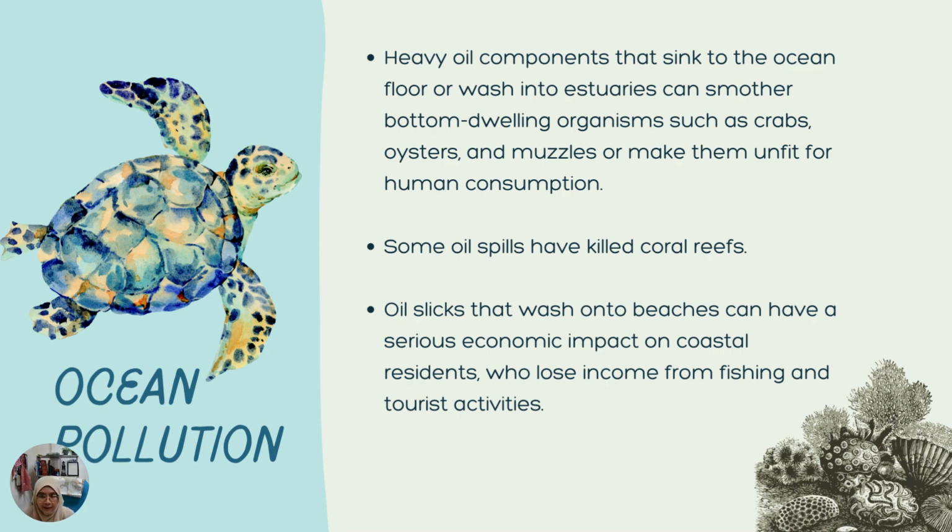Heavy oil components that sink to the ocean floor or wash into the estuaries can smother the bottom-dwelling organisms such as crabs, oysters, and mussels, or make them unfit for human consumption. Some oil spills have killed coral reefs. Oil slicks that wash onto beaches can have a serious economic impact on coastal residents who lose the income from fishing and tourist activities.